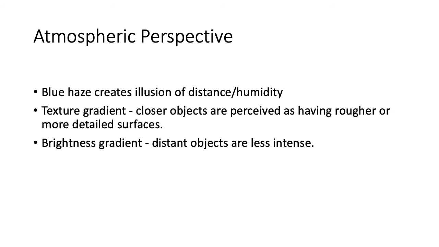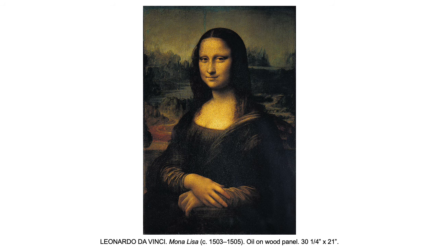Atmospheric. So the blue haze creates illusion of distance and humidity. We don't have mountains here, we have levees. If you go stand on a levee and look over the lake, you'll see in the distance it'll be like a blue haze. Really, we got a whole nice layer of brown on there, which is pollution. So Mona Lisa in the background are these kind of blue hazy mountains in order to denote distance.